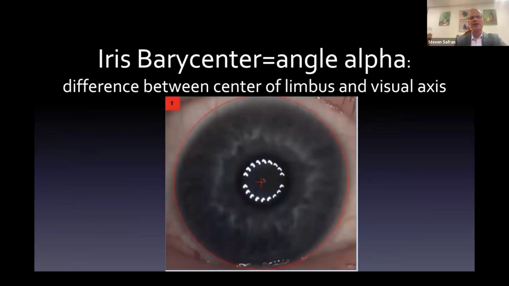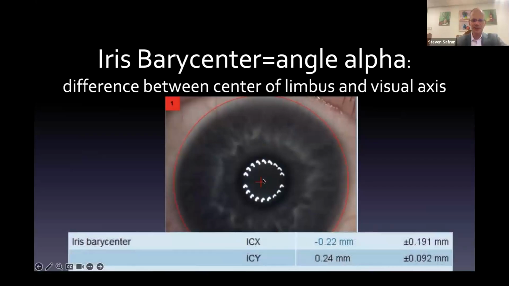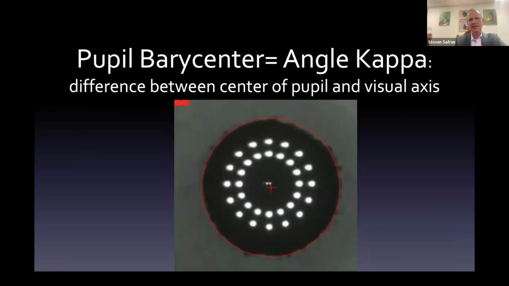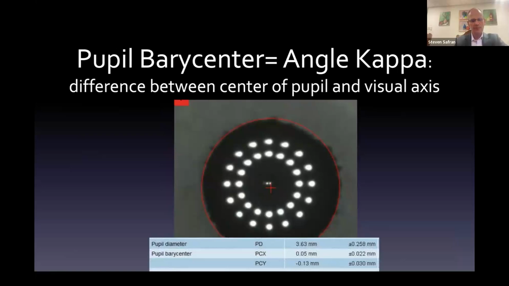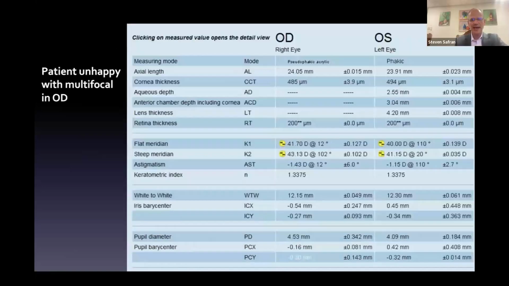Now, the iris barycenter is equivalent to angle alpha. That is the difference between the center of the limbus, right here, the red, and the visual axis, which is the first Purkinje image. And it gives you that in both X and Y. The pupil barycenter is equivalent to the angle kappa. It's the difference between the center of the pupil and the visual axis. Here's the center of the pupil. Here's your first Purkinje image, which represents the visual axis. And in X and Y parameters, this gives you your angle kappa.